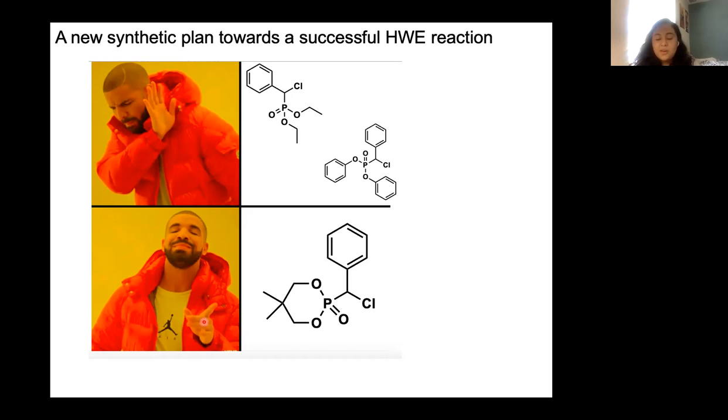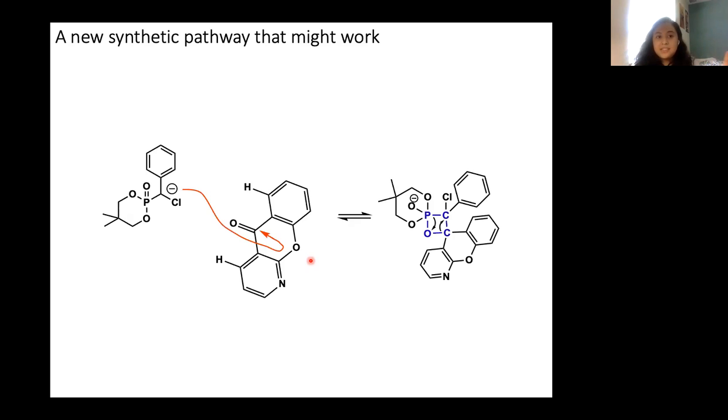So we searched and scoured the literature, and by the time that it was maybe December, we had found this vinyl phosphonate here. And this vinyl phosphonate is much different from this DCPB because it is less sterically hindered. This is a pinned-back mechanism that I think will be able to, where azoxanthone will be able to attack and form this ylide. So this is the synthetic pathway that might just work.